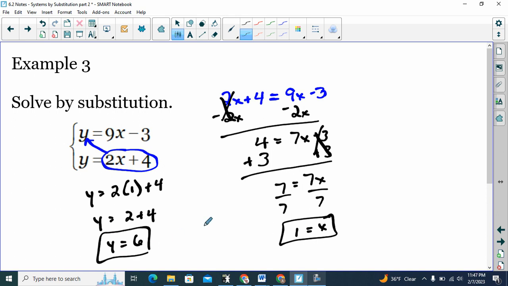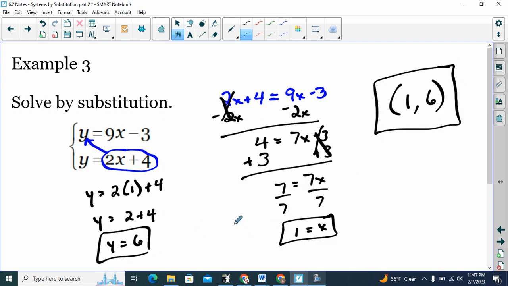I've been circling my answers like this. This is a perfectly acceptable way for you to do it. You could also write it as an ordered pair, (1, 6). We always put the x value first. Either this answer or that answer is acceptable. If you ever happen to see a multiple choice answer and this is the answer choice, make sure you know how to match this up with that.